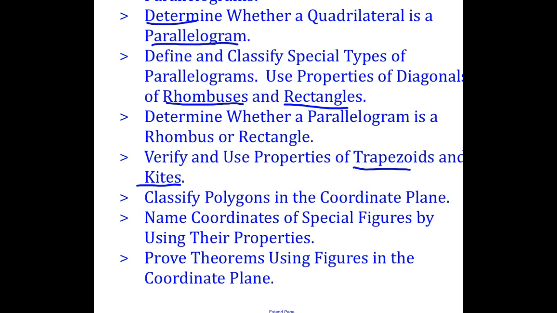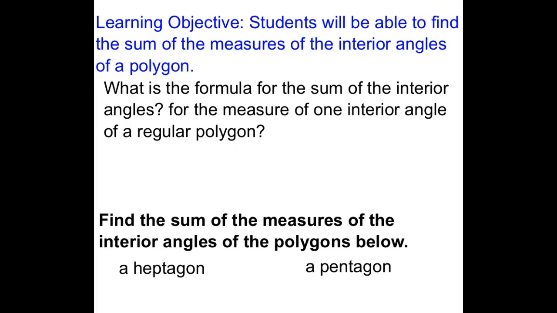Then we moved on to the coordinate plane and we classified polygons in the coordinate plane. Then we named coordinates of the special figures by their different properties on our flowcharts. Eventually, we proved theorems using figures in the coordinate plane as well. So we're going to go through a few of these objectives. We're going to start with talking about angles, measures of interior angles and exterior angles and such.